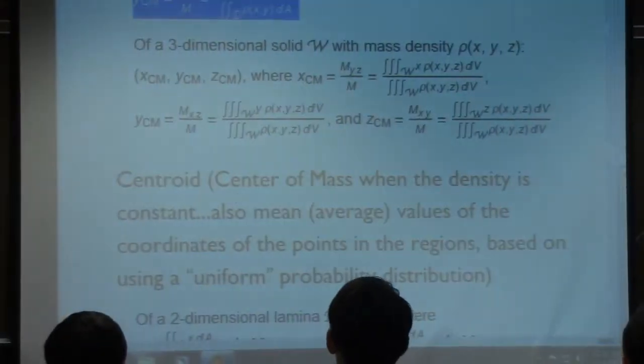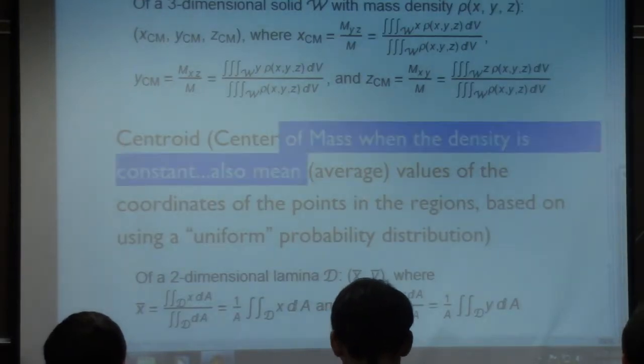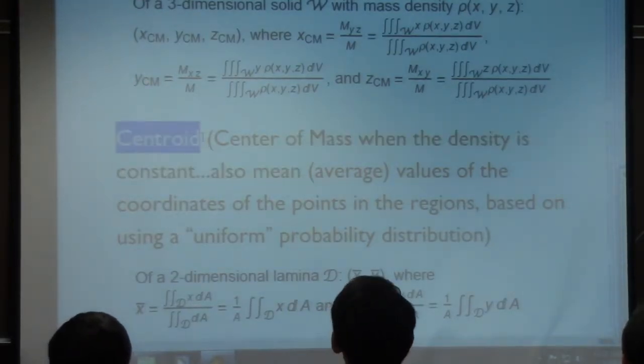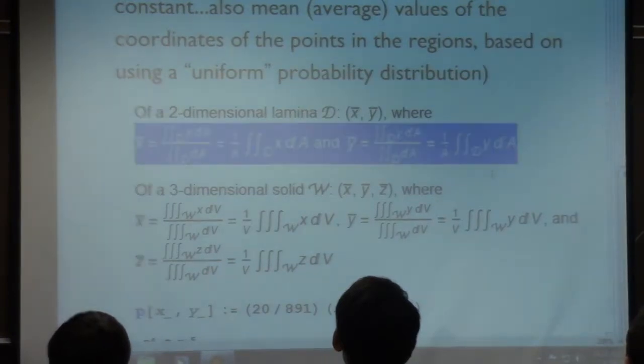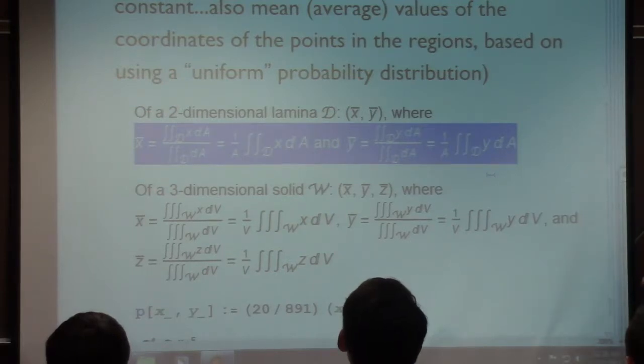Centroid is the special case of the center of mass. When the density is constant, it's called a centroid. So the equations reduce, they become simpler. The notation is different too. X bar and Y bar are the coordinates of the centroid. Actually, I don't know why they don't use the same notation for center of mass as well. They are kind of like an average, and in statistics, when you write an X bar, it means an average or a mean.